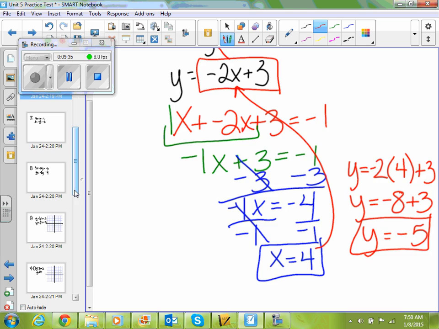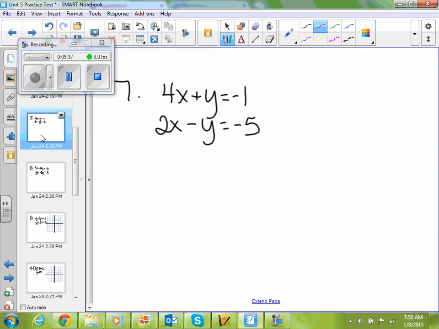Alright, if you flip to number 7. Number 7, we are solving each system by elimination. So we're given the system 4x plus y equals -1 and 2x minus y equals -5. So the first thing I have to do is see if I have anything that's the same. These are both 1y's, so I know that those are the same. Okay, so that's what I'm going to eliminate. You eliminate the things that are the same.